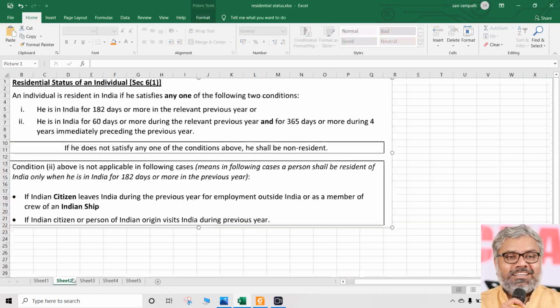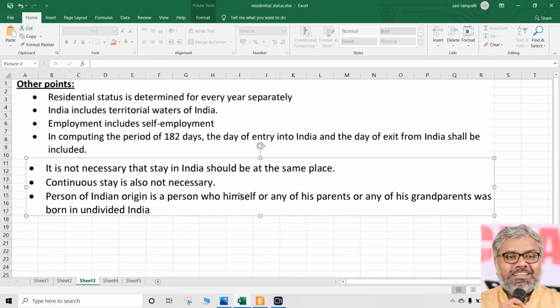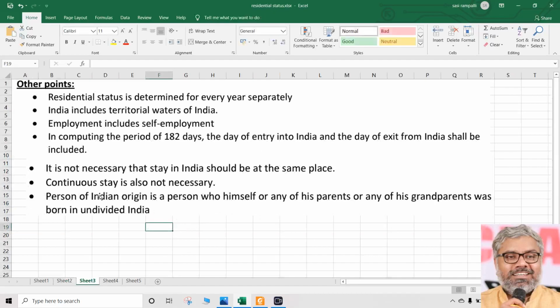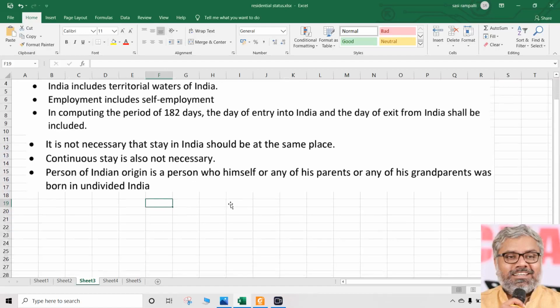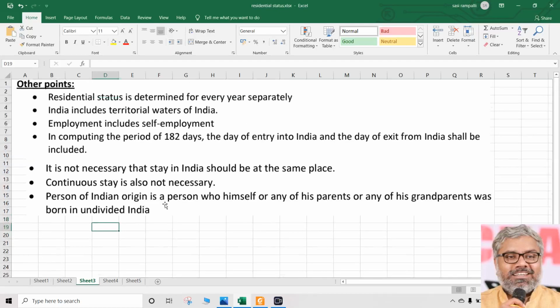Then as we discussed about this exception of person of Indian origin, who is a person of Indian origin? So simply this is the definition given. A person of Indian origin is a person who himself or any of his parents or any of his grandparents was born in undivided India. Undivided India means before 1947 naturally. So that is what is called as a person of Indian origin.